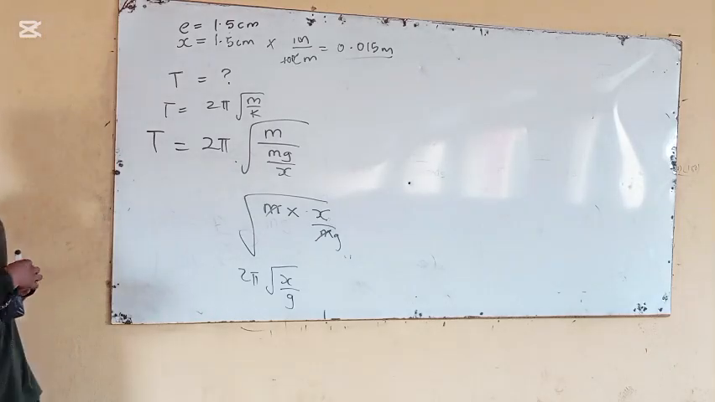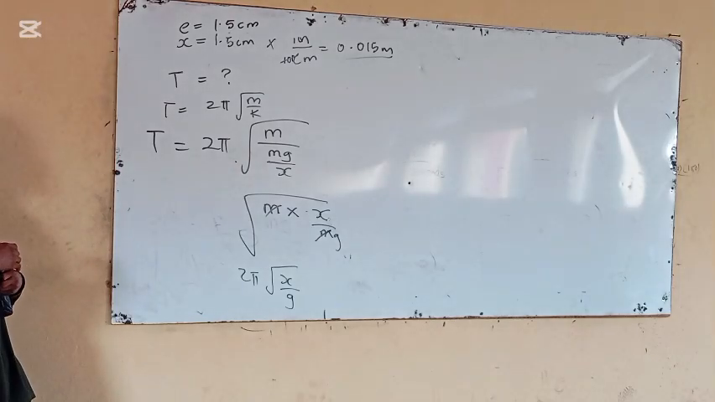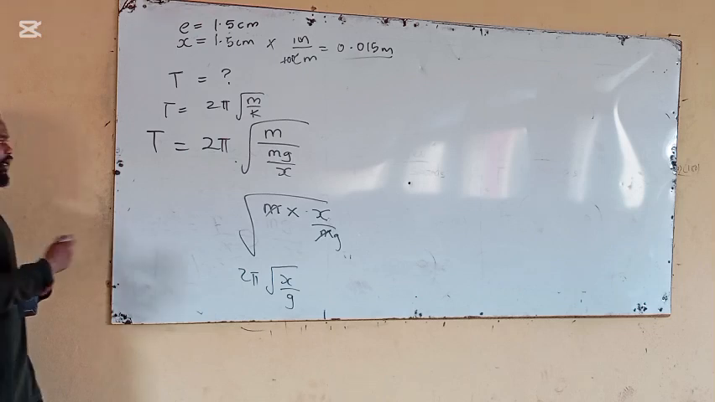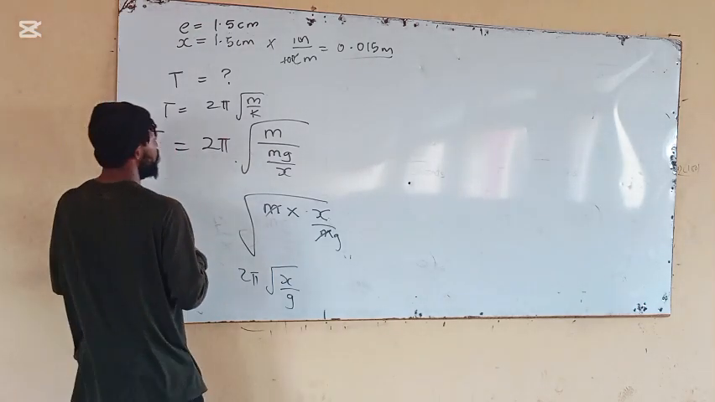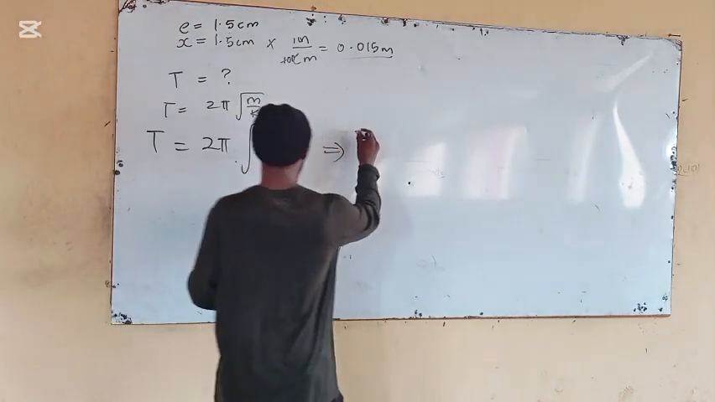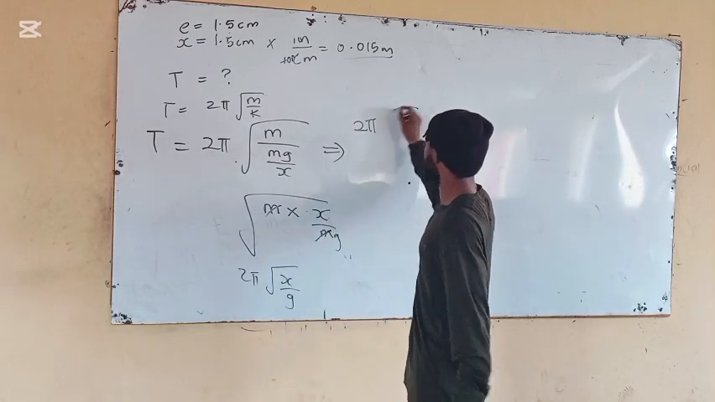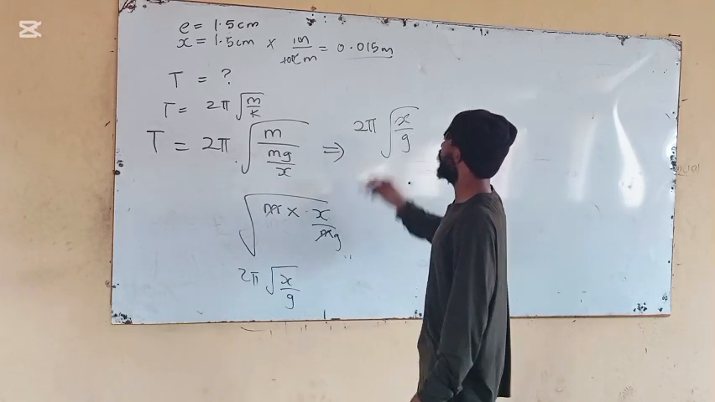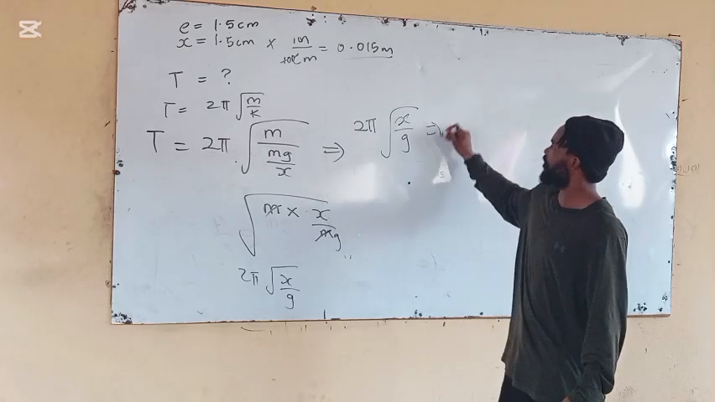So instead of suffering yourself, anytime you notice that there is no mass given, just use 2π√(x/g). So now I can substitute. I've gotten it, that is the center. I say 2π√(x/g). Now please give me, my x is what?